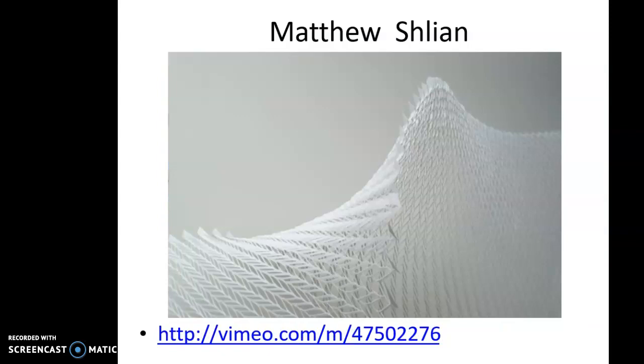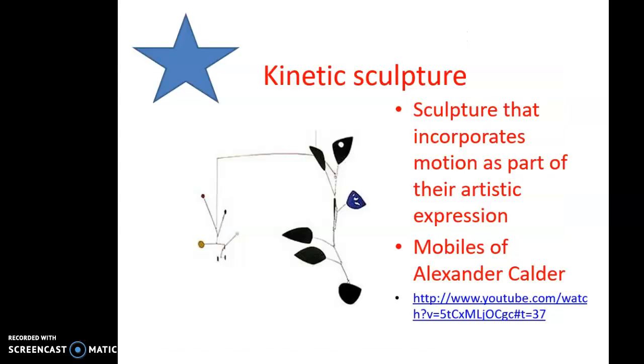Now this is another great example of sculpture, with a material that maybe you didn't think of sculpture as coming in, a material such as paper. This particular artist is Matthew Schlann, and there's a great video link there talking about him and his ideas and his construction and his process. So I really suggest you take a look at that also.